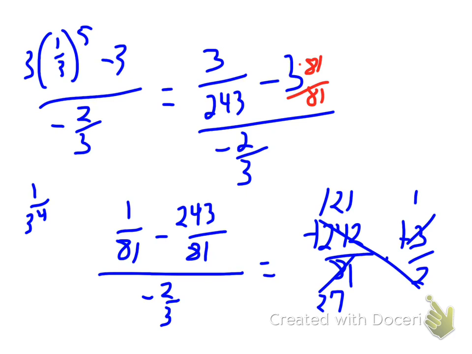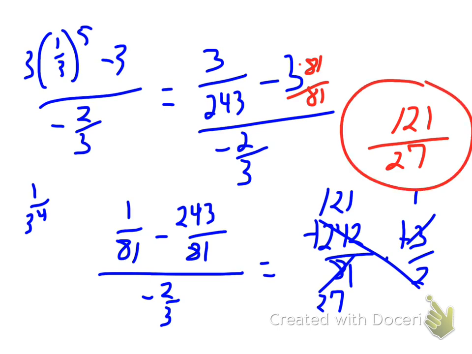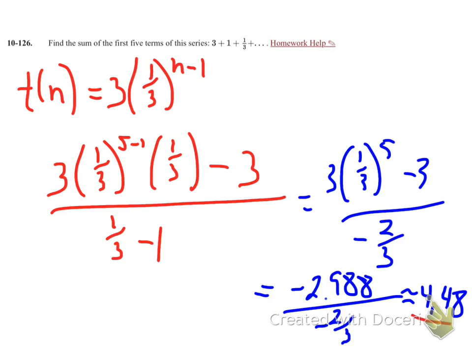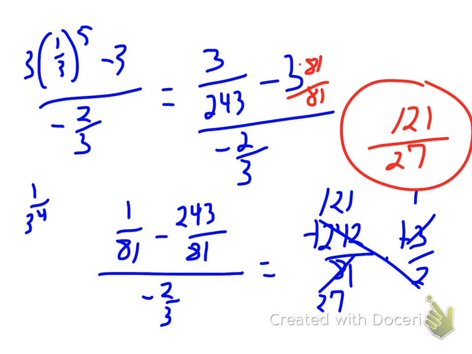So the exact answer for this one is 121 over 27, which is the same as what we had over here. It's approximately 4.48. Hope that helps.